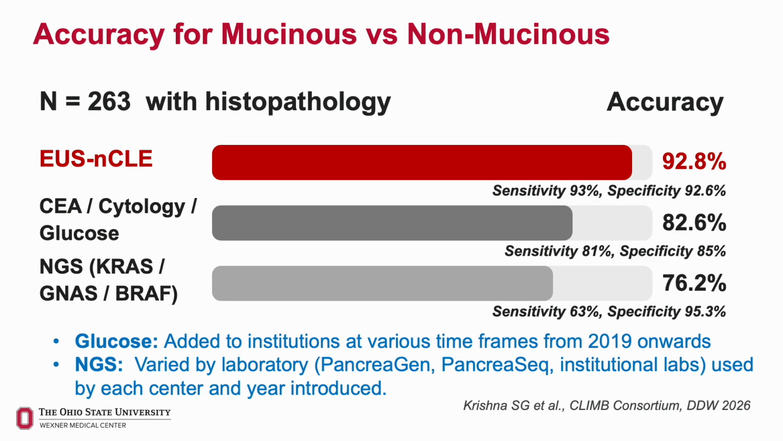Now let's talk about the results. Endomicroscopy showed an overall accuracy of 93% with equal sensitivity and specificity. It was better than the standard of care markers, which are CEA, cytology, and glucose, where the accuracy to differentiate mucinous and non-mucinous cysts was 83%.